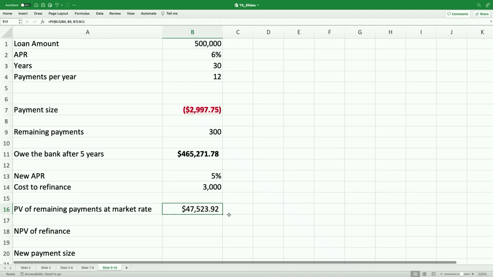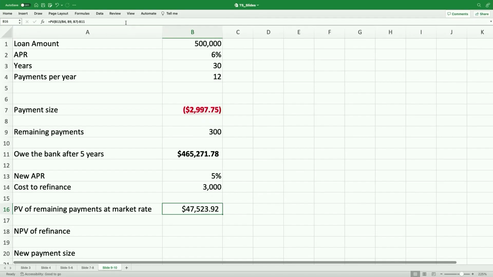Let me just say that again. If we continue to write that old bank checks for $3,000 a month for the remaining 300 months, we would have given them, in present value terms, $47,523.92 too much money. So by switching from the 6% to the 5%, we avoid this $47,523.92. That's the benefit we get for switching.